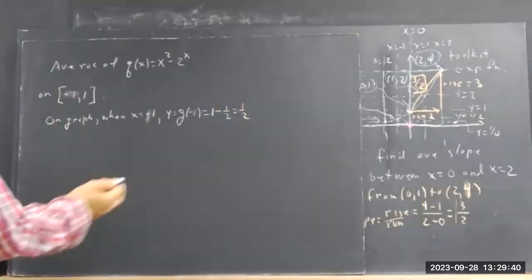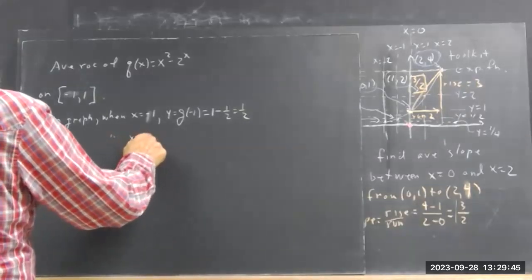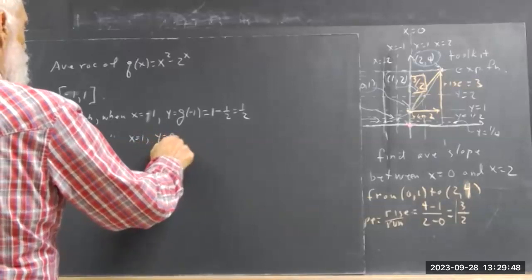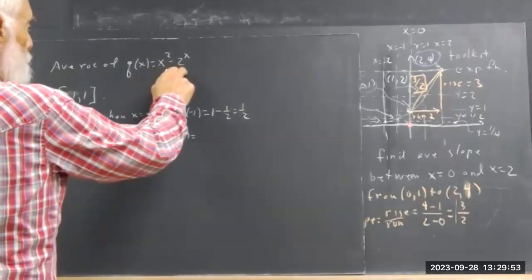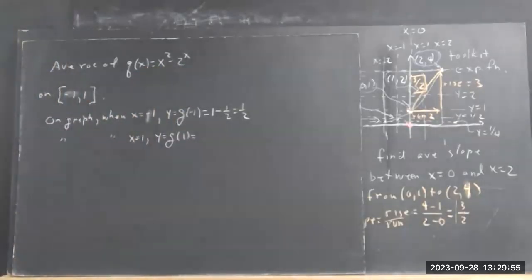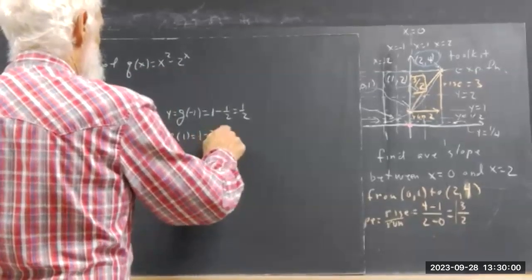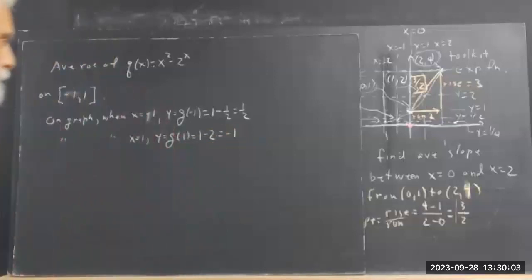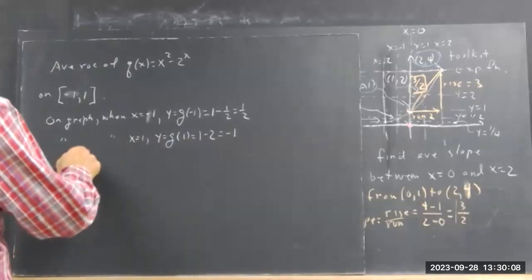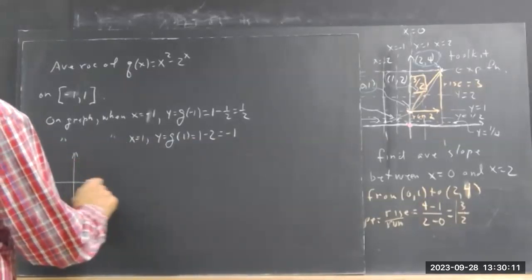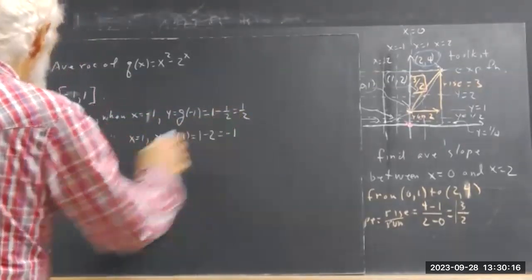So g of 1, g of negative 1 is this. And on a graph, x equals 1, y equals g of 1, which is what? 1 minus 2, isn't it? Because 1 squared is 1, 2 to the 1 is 2. Okay. So without trying to sketch a graph of this function, we can sketch the point negative 1, 1/2.